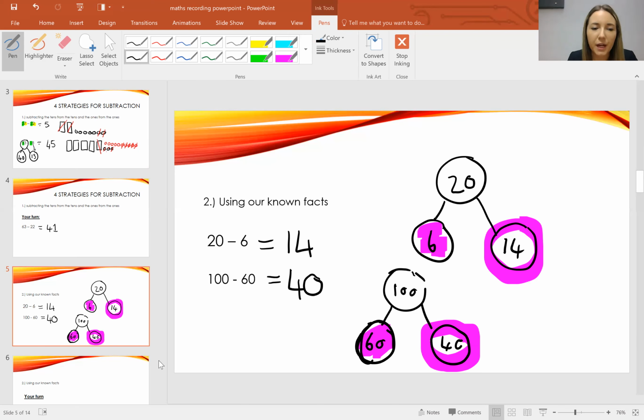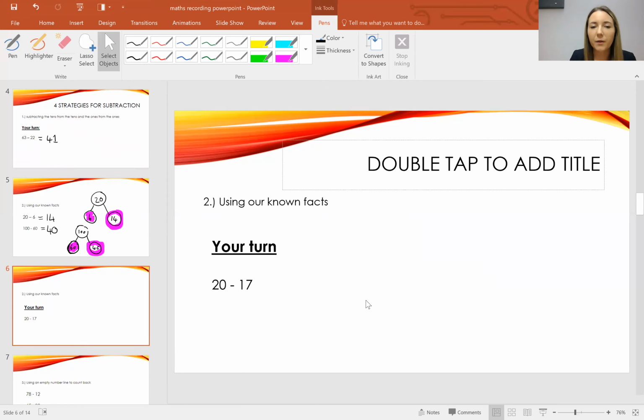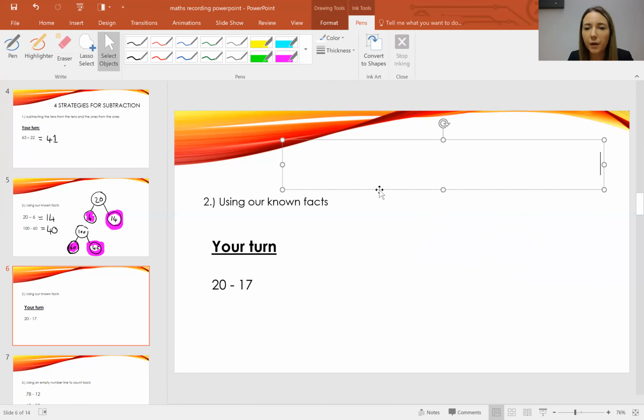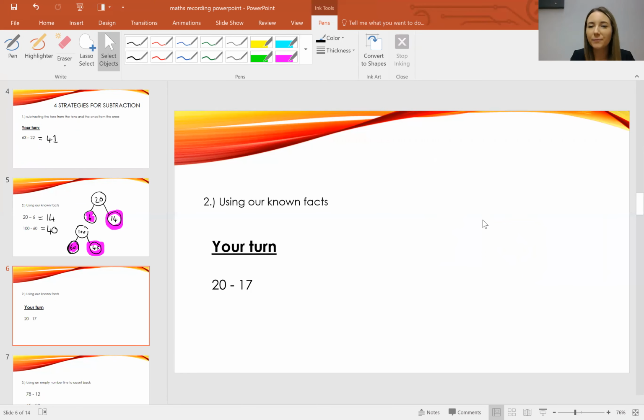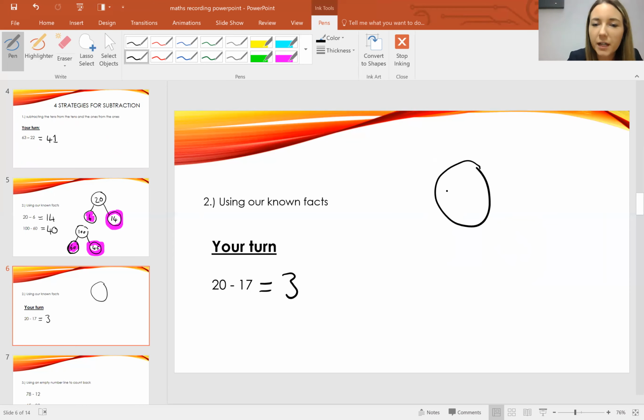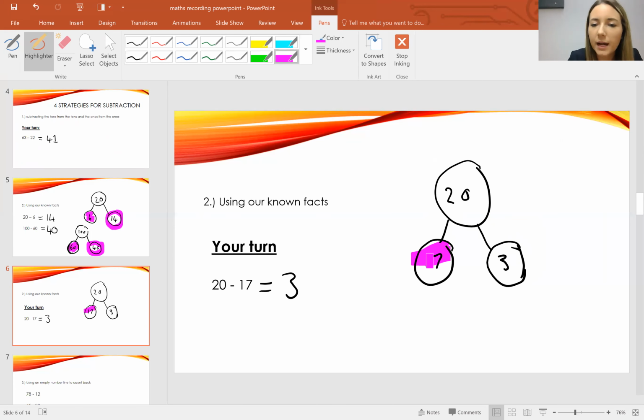Okay, your turn. Pause the video now and have a go at doing that one using what you know already. Off you go. Have you done that? Well done. The answer was 3. And again, we know that because of our cherry models. We know that 17 add 3 equals 20. So we know if we take 17 away, we're left with the other part of the number, which is 3.